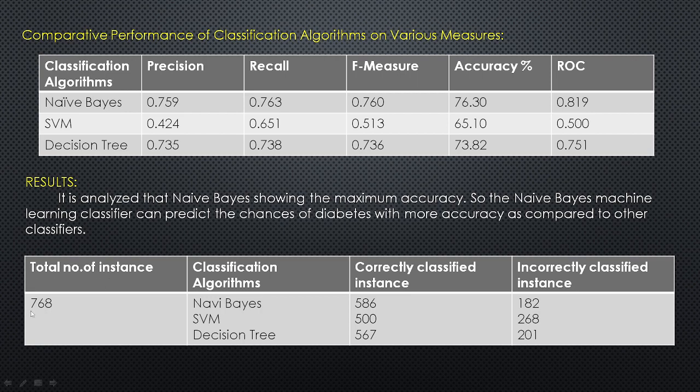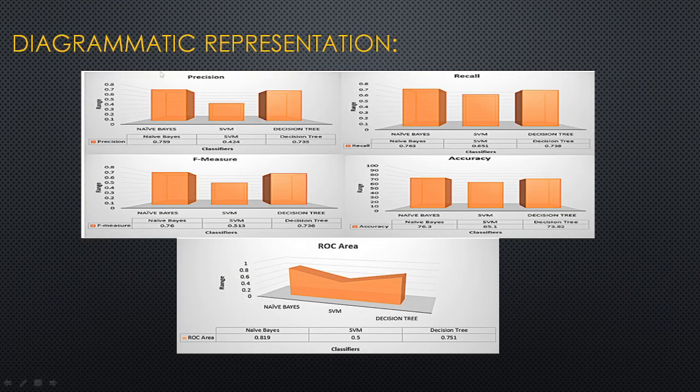Total number of instances is 768. Classification algorithm: Naive Bayes classified 586 instances correctly, and incorrectly classified instances are 182. In SVM, 500 correctly classified instances and 268 incorrectly classified instances. Decision tree has 565 correctly classified instances, and incorrectly 201. And this is the diagrammatic representation of our project: precisions, recalls, and ROC area.